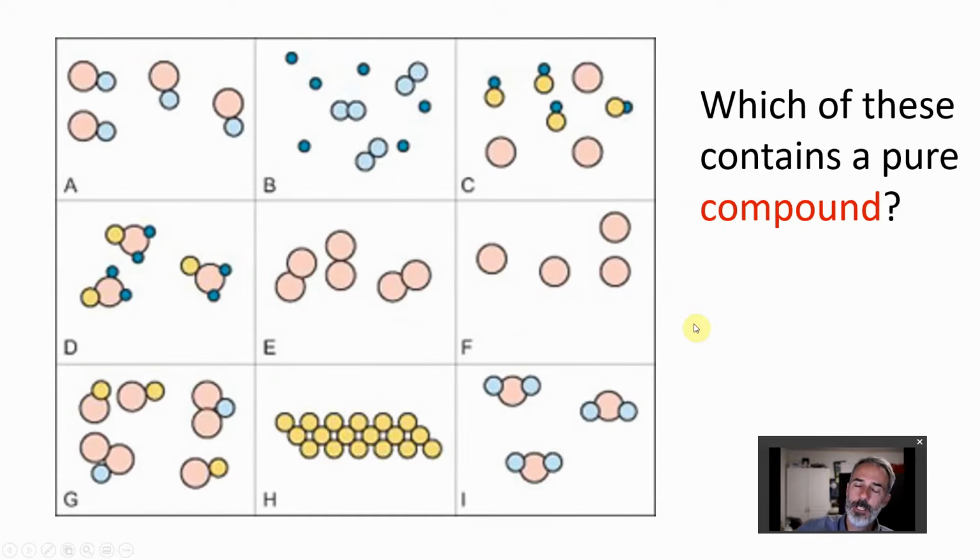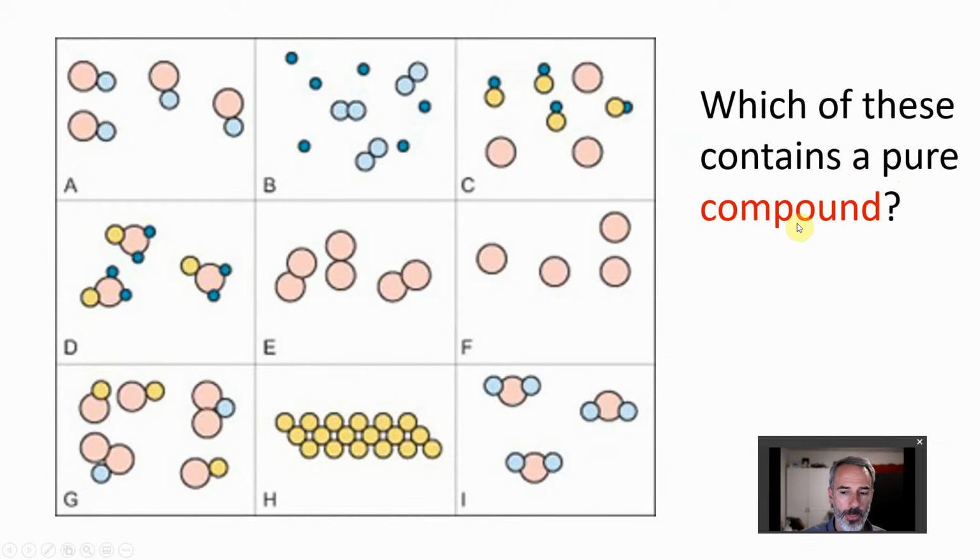All right, now we're going to finish this up with some sort of, you can see I got a lot of stuff on this slide, right? And we're just going to try this out. Now, there's more than one possible answer. In other words, you could choose like A, C, and G or something like that. But what I want you to do is, which of these contains a pure compound? It's got to be a compound, not an element. It's got to be pure.